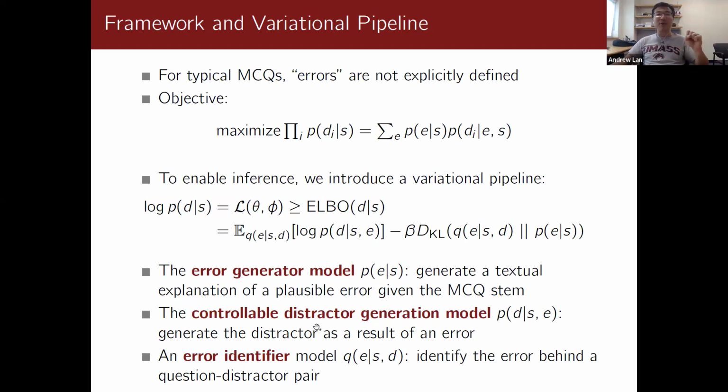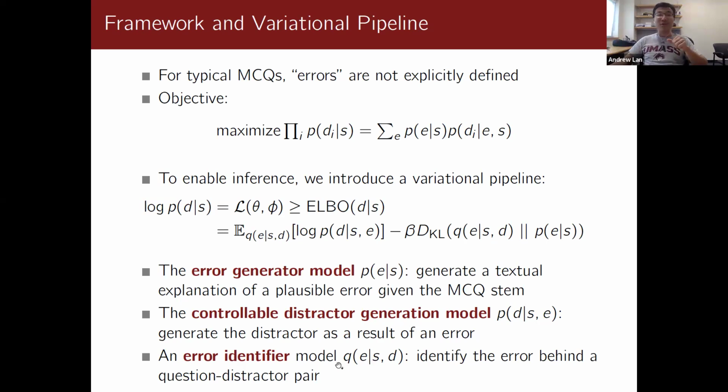The second component is what we call a controllable distractor generation model. In other words, the probability of a distractor given the question stem and a particular error. This is basically telling the model to follow instructions: under this problem, make this particular error, and get a corresponding distractor as a result of that calculation.